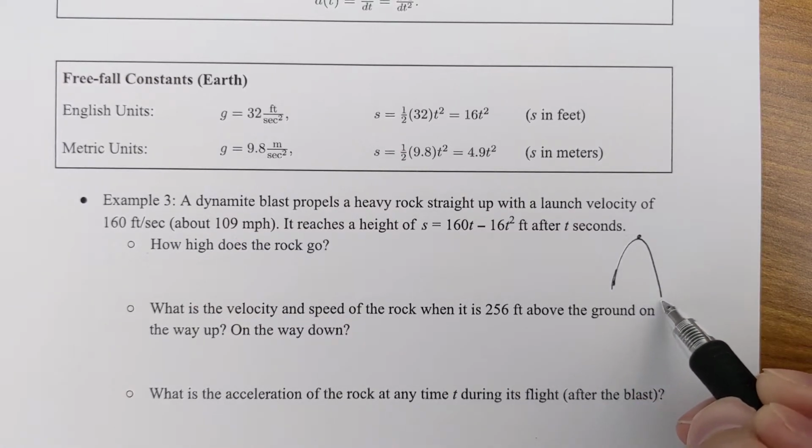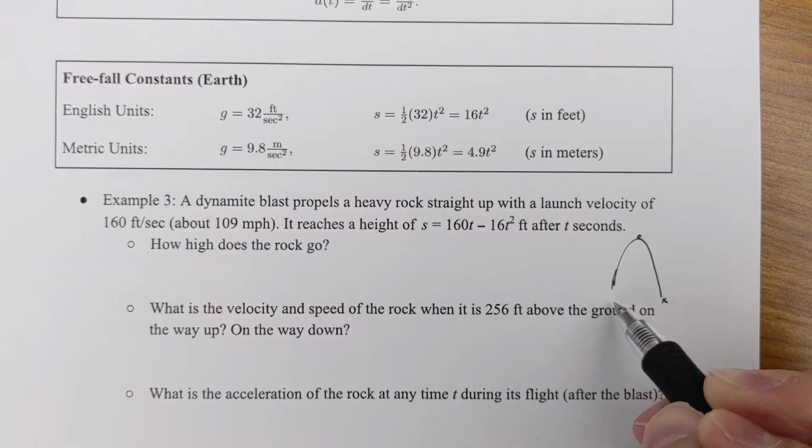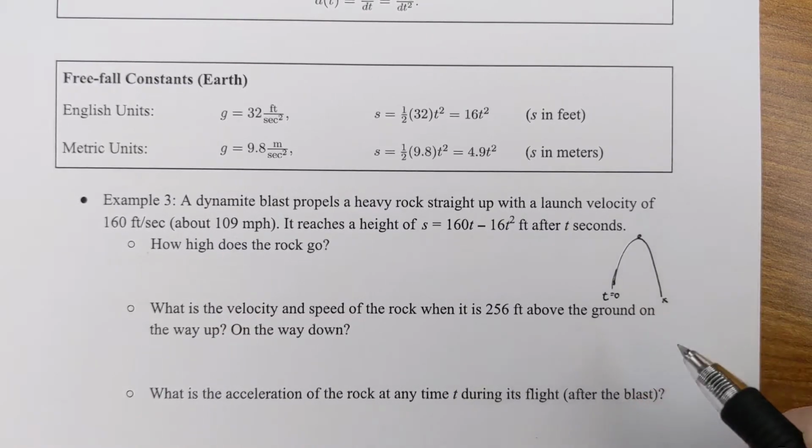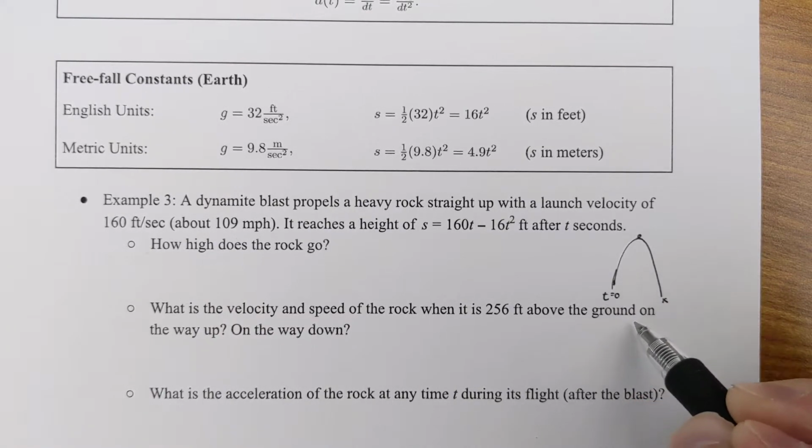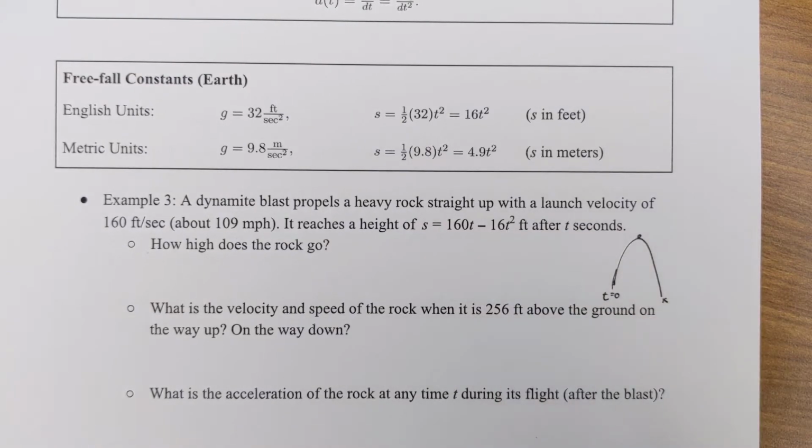We can figure out how long it's in the air by finding that time when it hits the ground again. We know this time is 0. And then taking half, find the average, and then plugging that into my position equation.